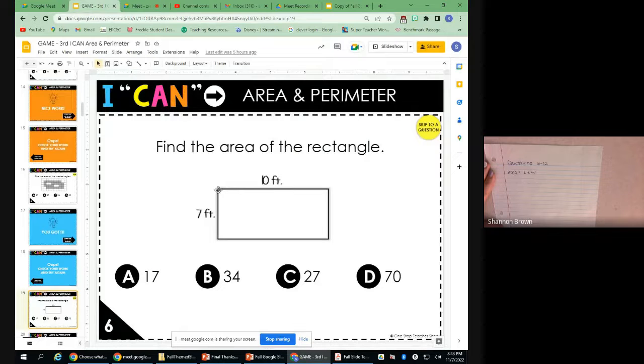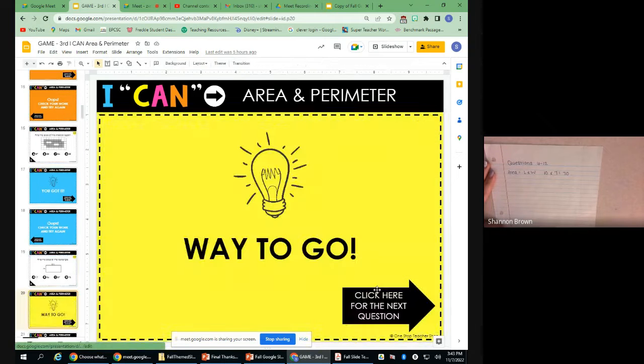So here it gives us 10 as your length and 7 as your width. So what you're going to do is you are going to do 10 times 7, and we know that that equals 70. And we're going to go ahead and choose letter D, that it is correct. And it is correct. Okay? So that is how you do questions 6 through 12.